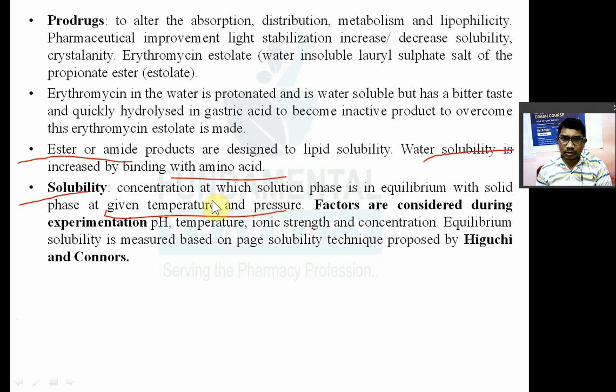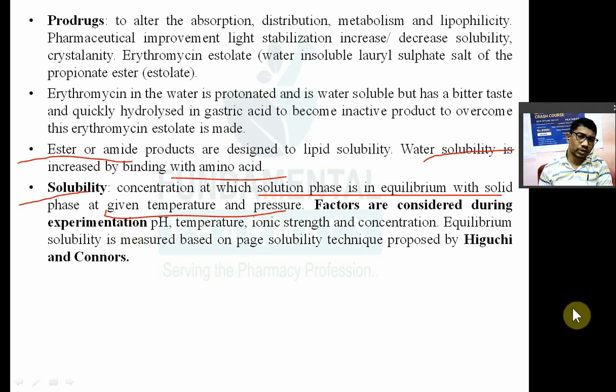So it is nothing but the concentration at which the solution phase is in equilibrium with the solid phase. Now, the factors which are considered during the experiment: while doing the solubility experiment, what factors you have to consider. While determining the solubility, the factors you have to consider are pH, temperature, ionic strength, concentration, etc. Now, equilibrium solubility is measured based upon the phase solubility technique by Higuchi and Connors.